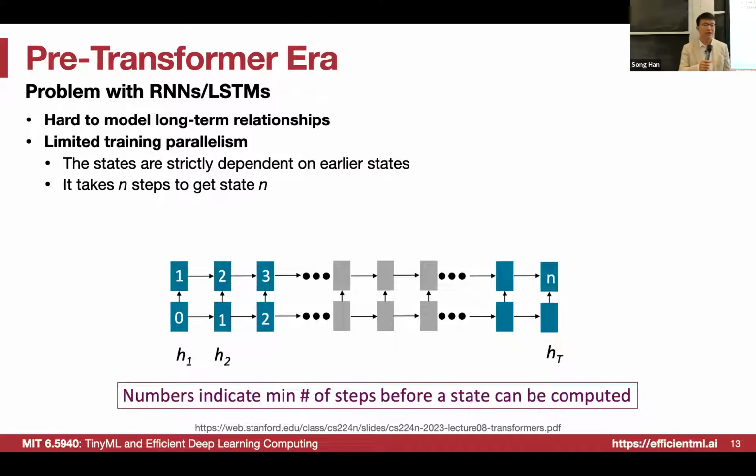And another limitation of RNN or LSTM is the limited training parallelism. It has a dependency. Dependency kills the parallelization opportunity. It takes n steps to get to state n, making it hard to parallelize. And the numbers here mean the number of steps before a state can be computed. It's propagating in a diagonal way. 0 steps, 1 step, 2 steps, 3 steps.